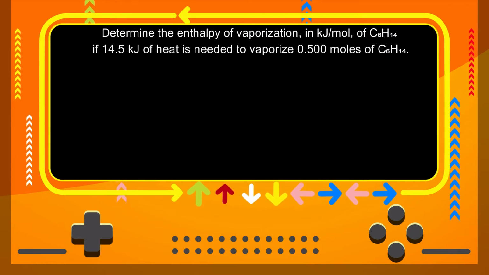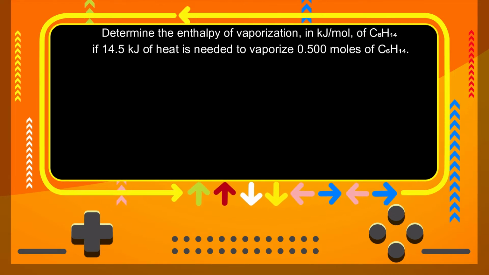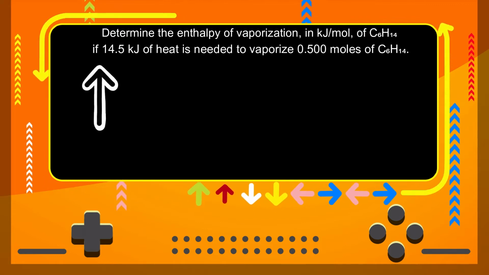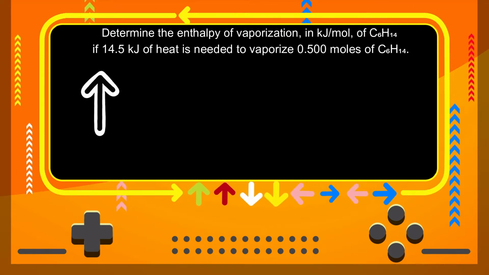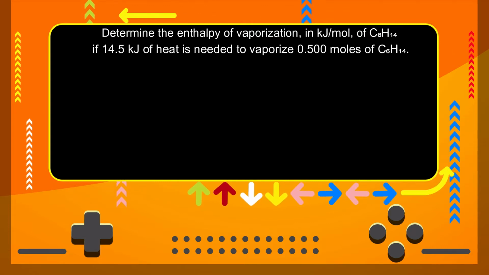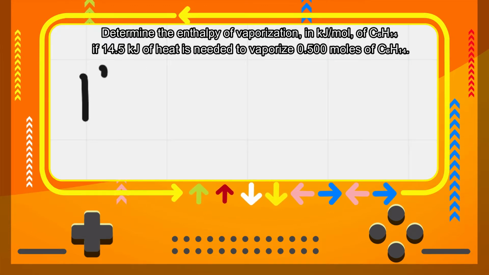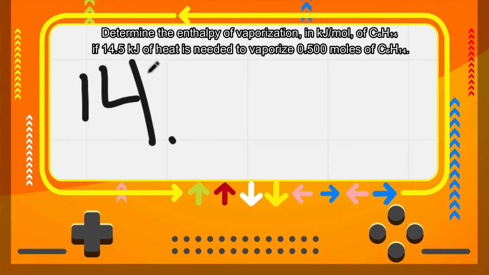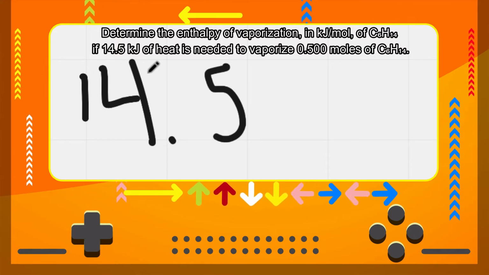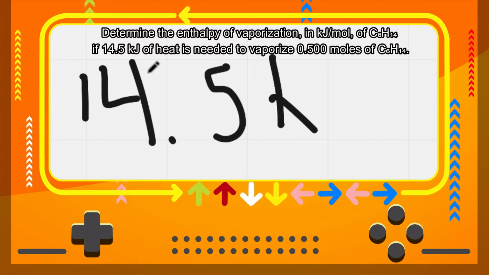Now, the compound is C6H14. Okay, that's the compound we're looking at here. And it says if 14.5 kilojoules of heat. So this is a big gimme right here. Let me write down what I have, right? It says that I have 14.5 kilojoules. That's what we got going on.